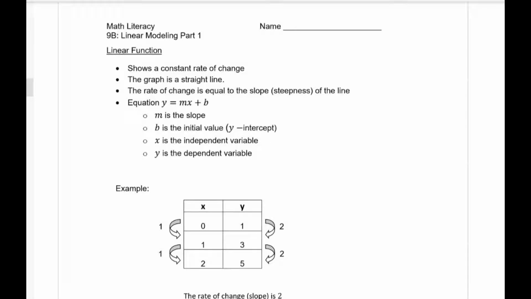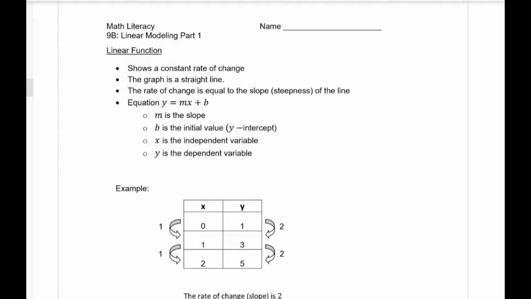In our last video, we talked about modeling in general, and now we're going to be looking a little bit closer at linear modeling. A linear function shows a constant rate of change. The graph is a straight line. The rate of change is equal to the slope or the steepness of the line. The equation of a line in slope-intercept form is y = mx + b, where m is the slope, b is the initial value or the y-intercept, x is your independent variable, and y is your dependent variable.